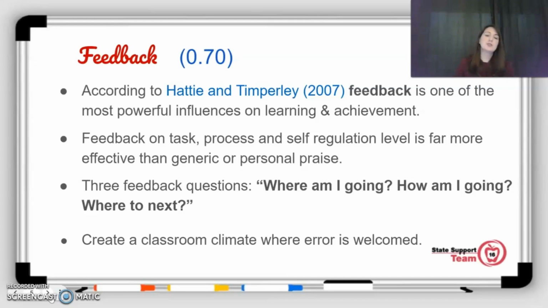3 questions that teachers should keep in mind: where am I going, how am I going, and where to next. And that might refer to how a teacher is planning their lessons, or it could refer to how a specific student is utilizing or learning a skill. And then finally, for feedback to be really helpful for students, you want to have a climate where it's okay to be wrong, where we all realize that students are here to learn, and if students are really learning and growing to their potential, they're going to make errors along the way.